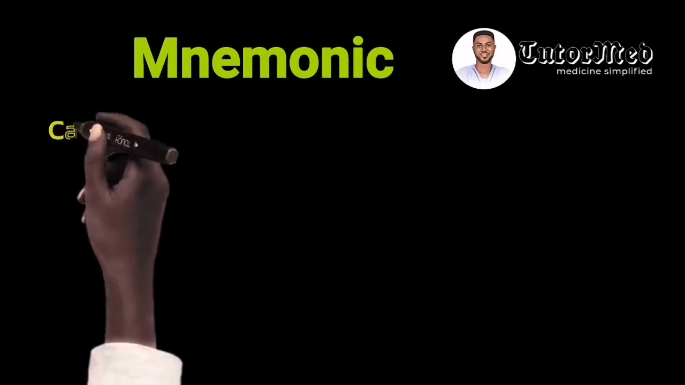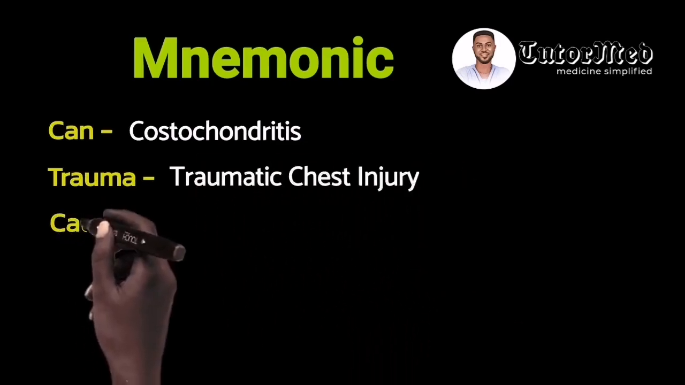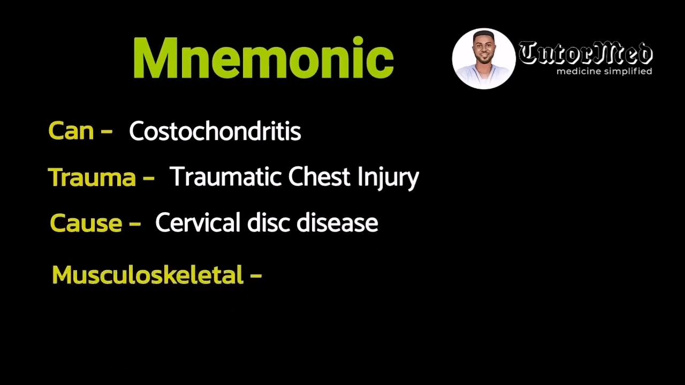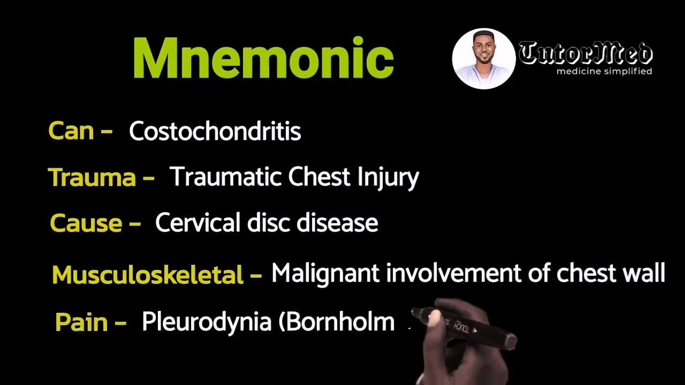Again, on this slide, let us consider a mnemonic which will help us remember the musculoskeletal causes of chest pain. Here, we are asking a question, and the question is, can trauma cause musculoskeletal pain? That is a mnemonic. Can for costochondritis, trauma for traumatic chest injury, cause for cervical disc disease, musculoskeletal for malignant involvement of the chest wall, pain for pleurodynia or Bornholm's disease.